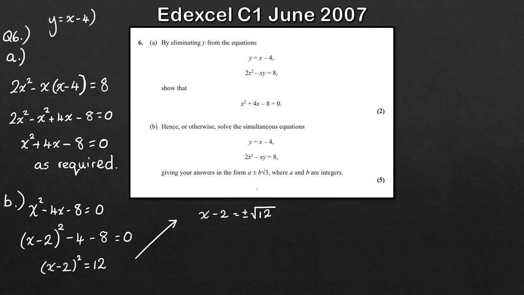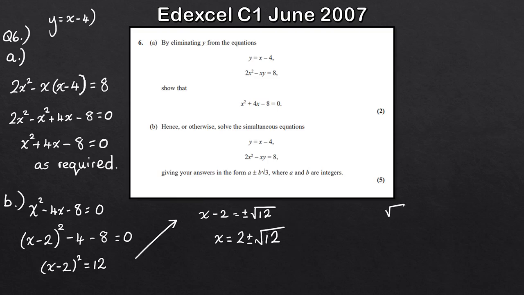The final solution should be a bit of a hint to that, where it says give your answer in the form a plus or minus b root 3. That should remind you, just in case you do forget. And then finally, we just want x here. So all I need to do is add 2 to both sides. So x is equal to 2 plus or minus root 12. Now you might be looking at this and thinking, well, this isn't the required form. It was supposed to be a plus or minus b root 3. So what I need to do is simplify this root 12.